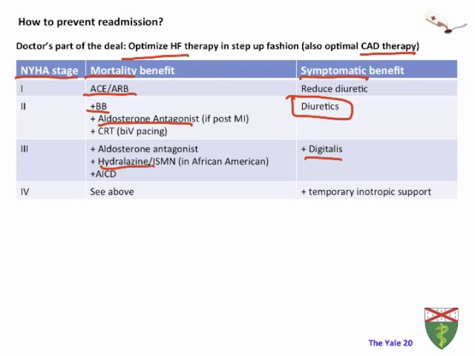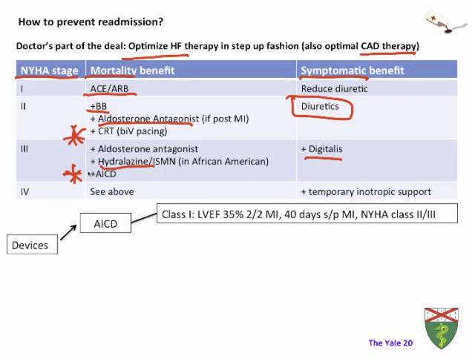Also, two therapies that have nothing to do with medications but are devices have been shown to have a mortality benefit. There is the biventricular pacing and there are AICDs. So devices, we have AICD. The main indication for AICD is a patient with a low EF who had an MI and is 40 days after the MI. Why 40 days? We want to make sure that the patient's cardiac output didn't improve after the MI, because it often does. So, and in heart failure class 2 and 3.